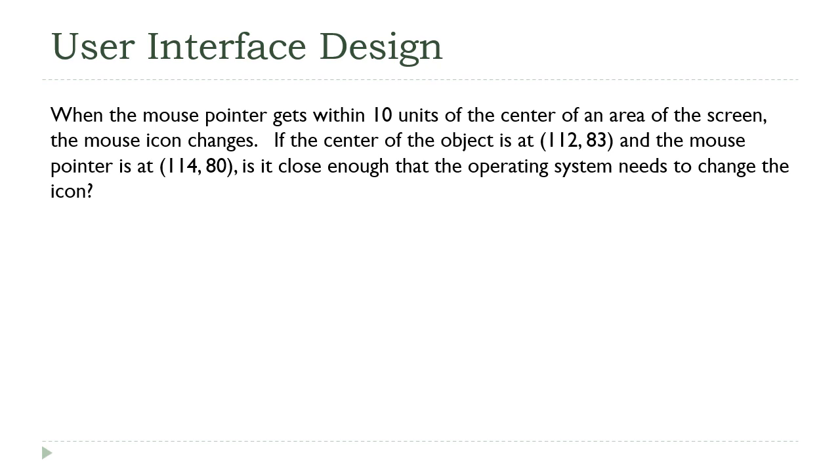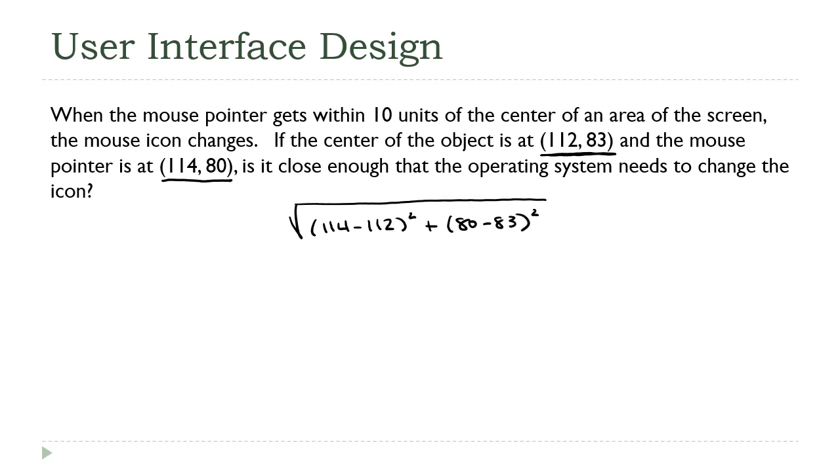So the center of the object I'm focused on here is at those coordinates. And I know that the coordinates of the mouse pointer are these values here. So my question is, is it close enough? Is that more than 10 units, in which case the answer is no? Or is it less than 10 units, in which case the answer is yes? Well, this is going to be a pretty straightforward application of our formula. We're going to do the difference of the x values, 114 minus 112, plus the difference of the y values, 80 minus 83. Square that, take the square root, that's our distance.